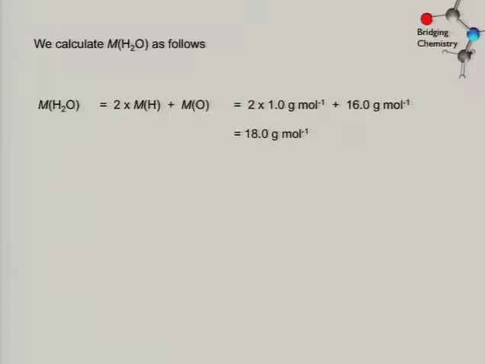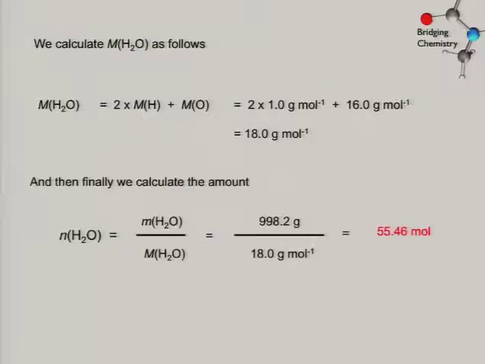We're going to have to work out what the molar mass of water is first. We can look that up on our periodic table. So that's just going to be the molar mass of oxygen plus 2 times the molar mass of hydrogen. So that gives you a molar mass of 18 grams per mole. And then we use our little formula: mass divided by molar mass. So 998.2 grams divided by 18 grams per mole gives an answer of 55.46 moles. So a litre of water's got 55.5 moles in it.